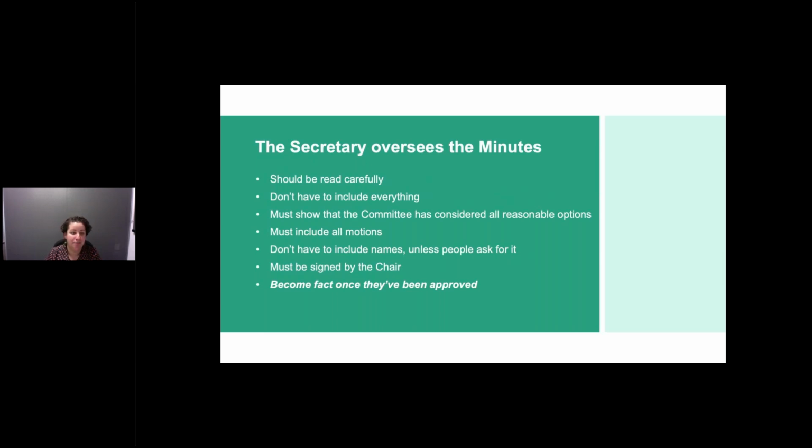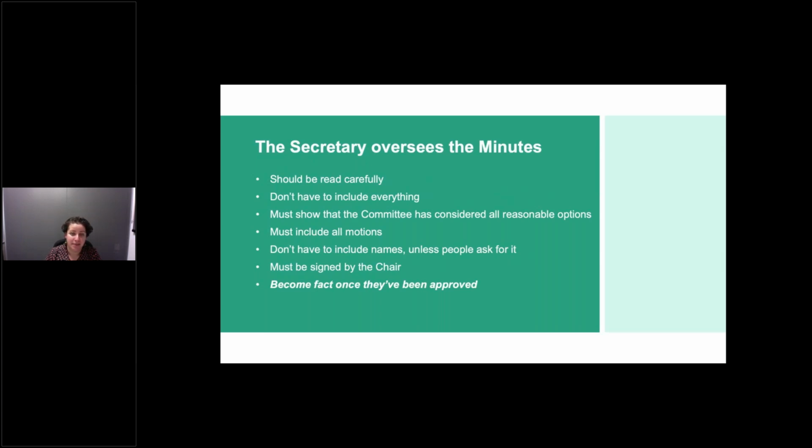The minutes must also show the committee that they have considered all reasonable options when making the decision. They must include any of the motions, as I mentioned earlier. They don't have to include the names unless people want to have that in. If somebody really wanted their name next to a particular motion, then you would put their name.